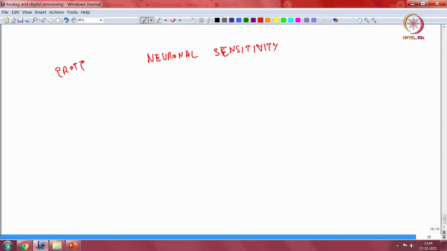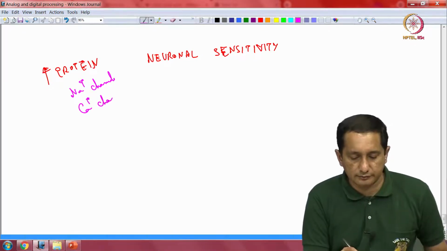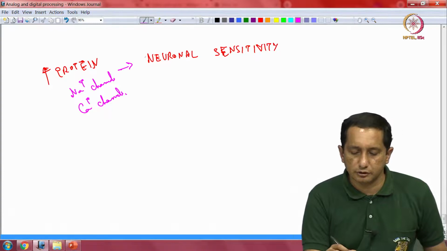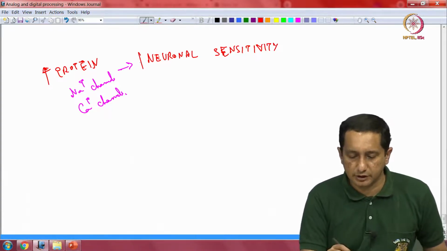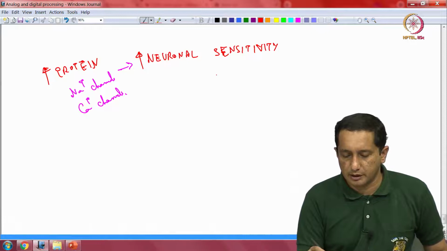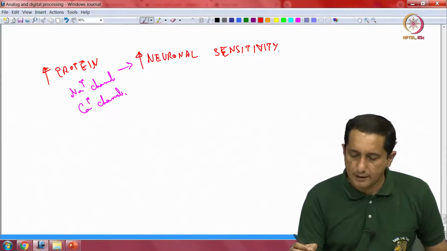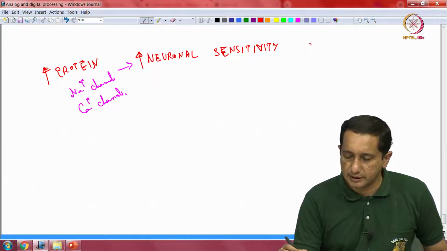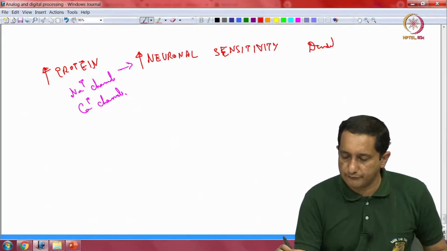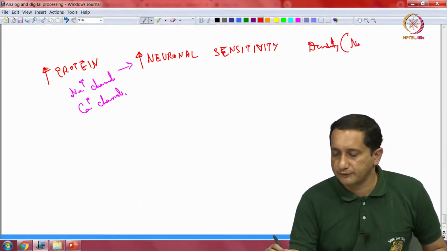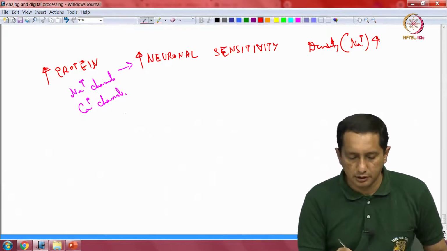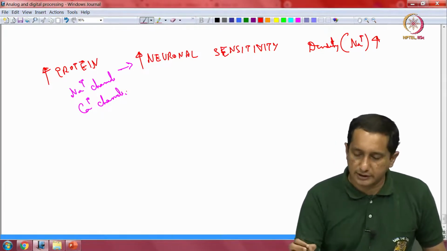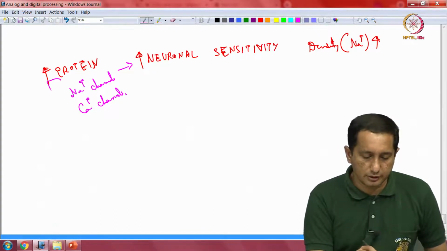So, an increase in proteins, and therein I mean these sodium channels, also calcium channels, produces an increase in the neuronal sensitivity, and that is one of the mechanisms. What I mean is the density of channels is increased.